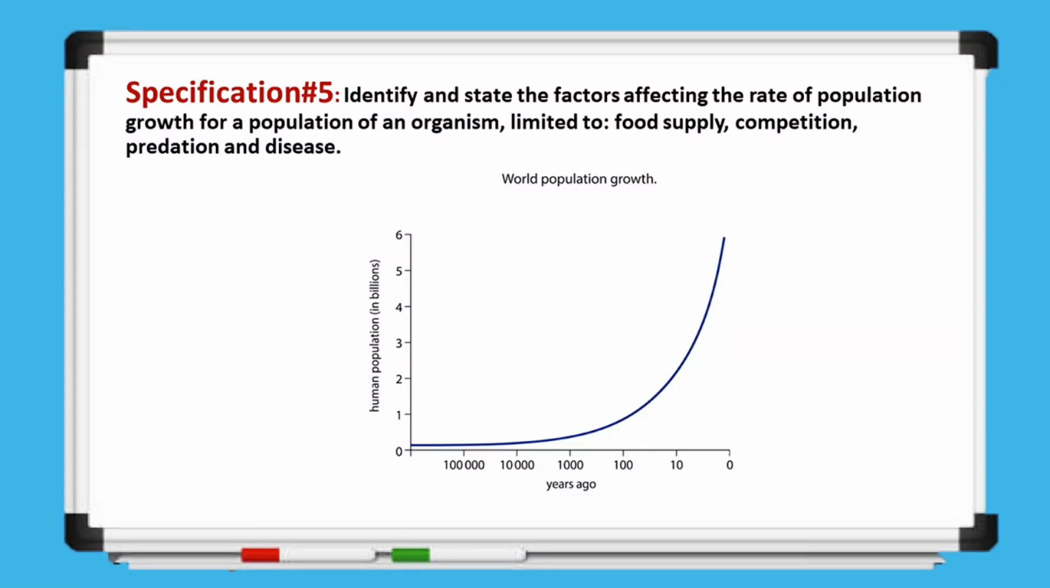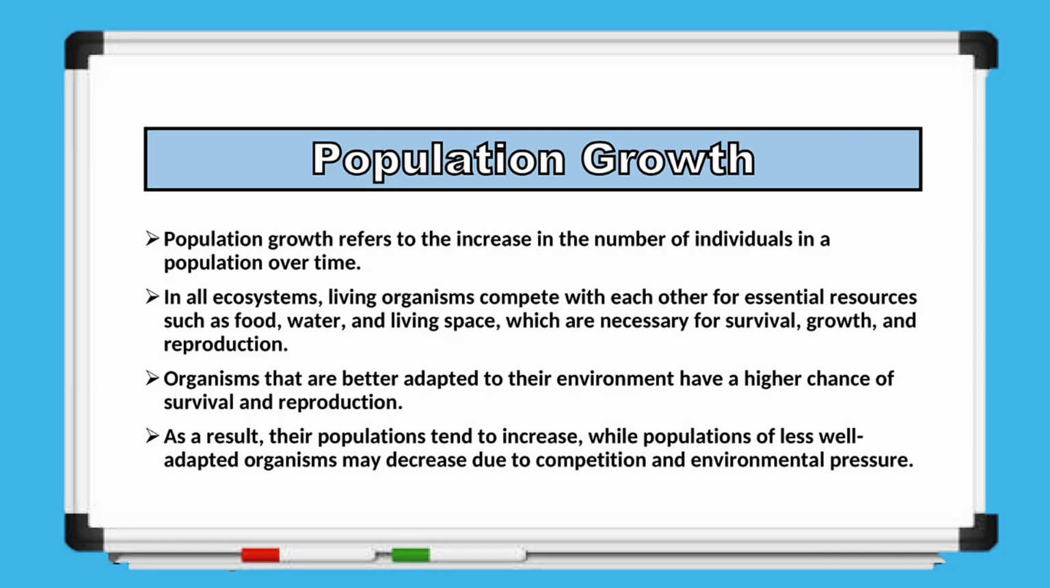Next, we move on to specification number 5, which asks us to identify and state the factors affecting the rate of population growth for a population of an organism, limited to food supply, competition, predation, and disease. Let's first understand what population growth means. Population growth is the increase in the number of individuals in a population over a period of time.